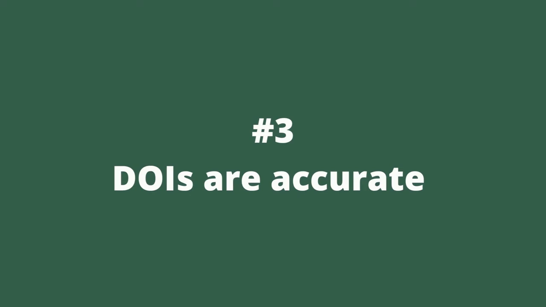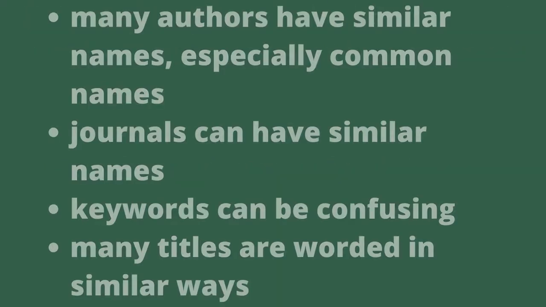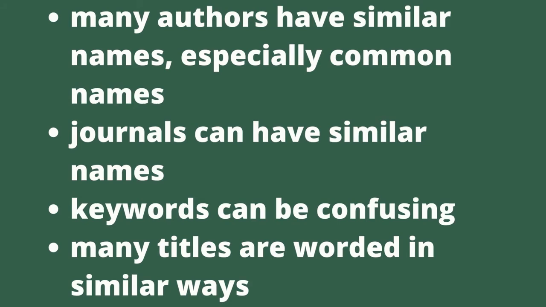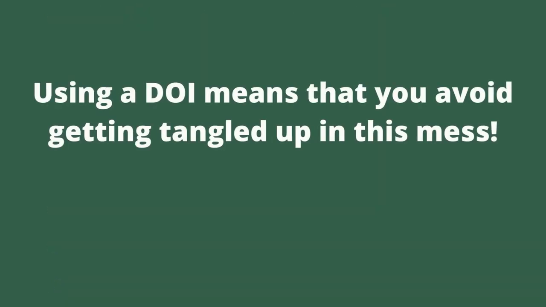Thirdly, they're accurate. DOIs mean your work does not get lost. Searching with keywords is a blunt tool and titles get lost. Authors have common names and similar names. There are misspellings. Journals have names that strongly resemble one another. Keywords are confusing. Citations can be mistaken for the original article. Publication dates morph into issue numbers. Websites close down. Links break. Using a DOI means that you avoid having to deal with all of that tangled mess.